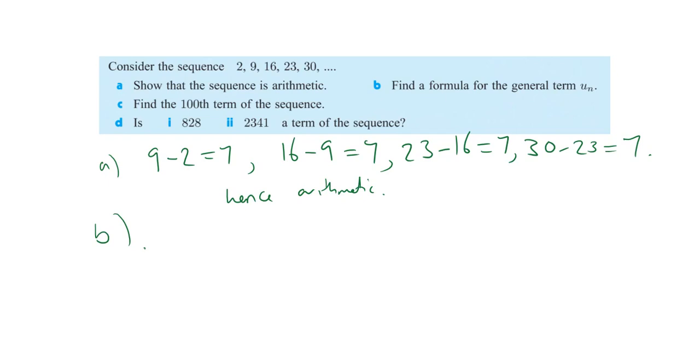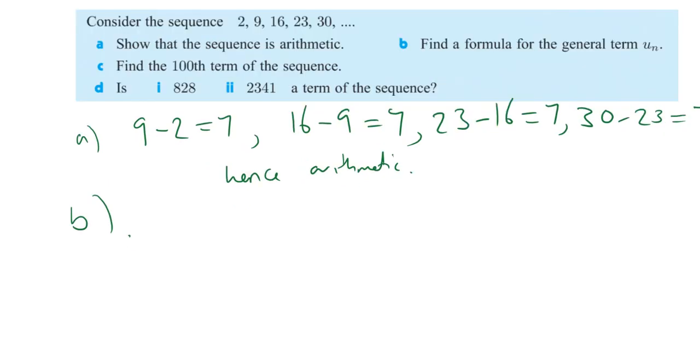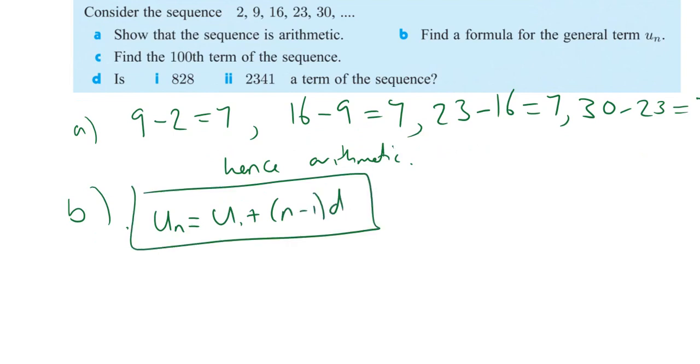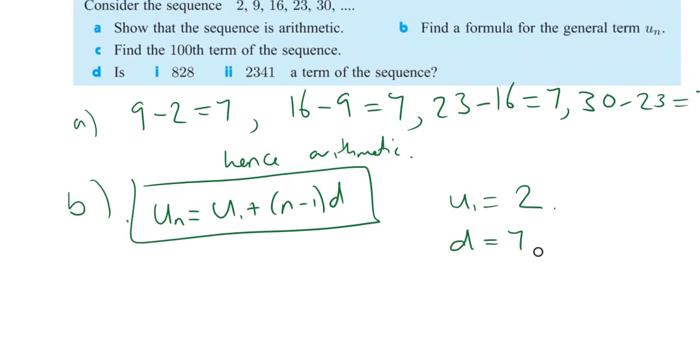Okay, let's move on to part B. Find the formula for the general term. Let's make sure we've got it clear in our minds. What we just derived was this general formula, and you get this in your exam formula booklet, so you don't have to remember it. This is what we start with. Let's see if we can work out U1 and d. U1 is very easy because it's given to us in the question. U1 is just going to be 2, the first term. And we've just proved that it's arithmetic by showing the differences are 7. So d equals 7. All we need to do now to find this formula is to put these values into that general formula.